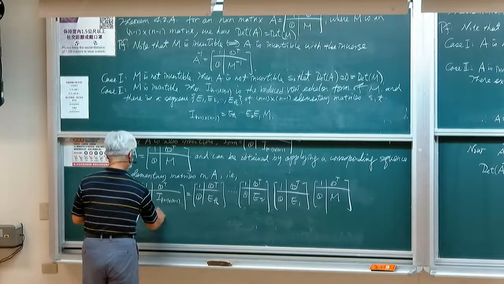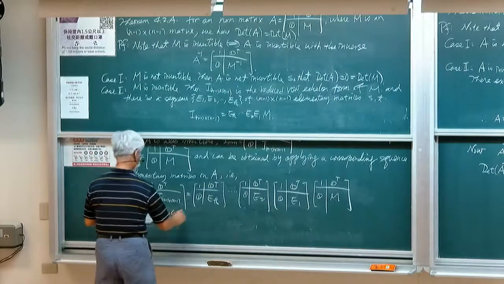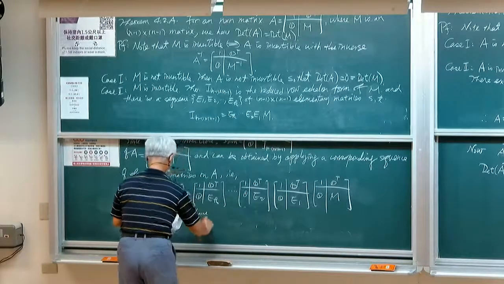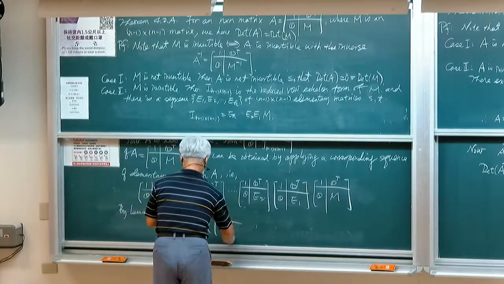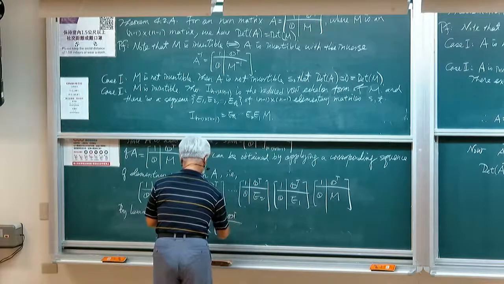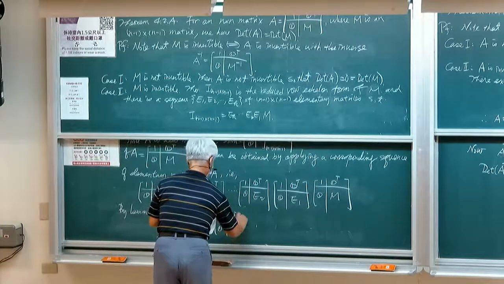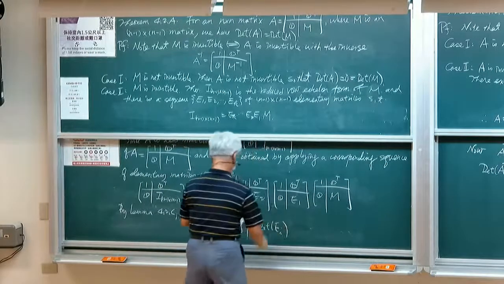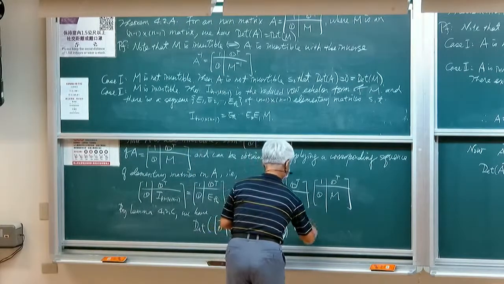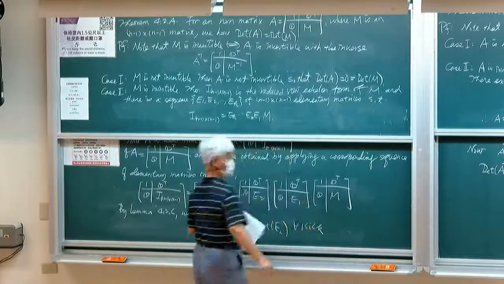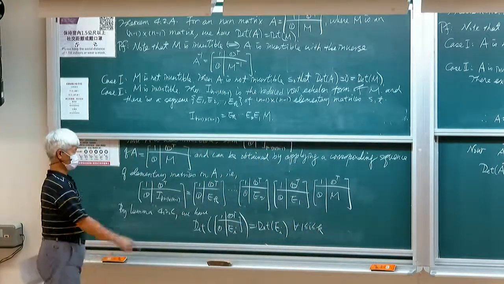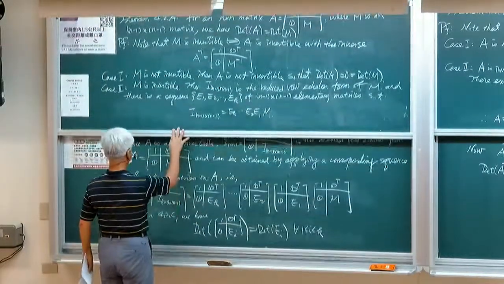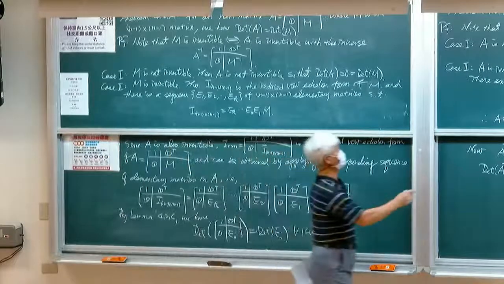Okay, and by Lemma 4.2.c, we have the determinant of the block matrix with 1, 0 and Ei equals the determinant of Ei, for all i, which we just proved.